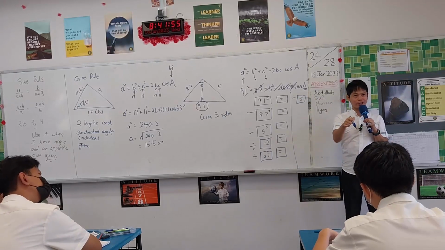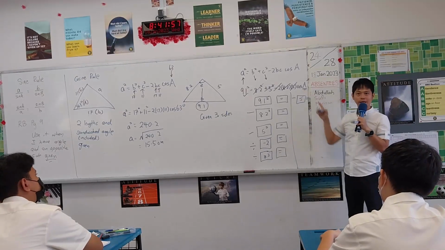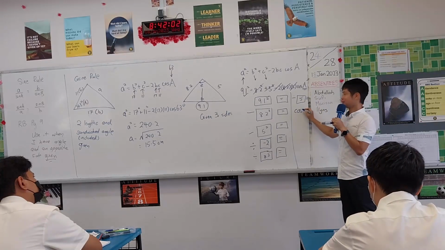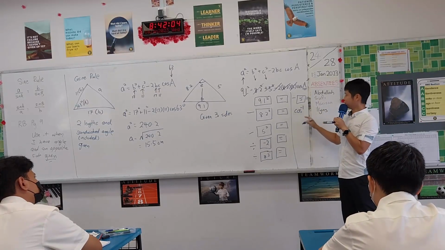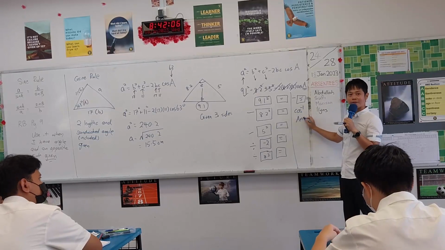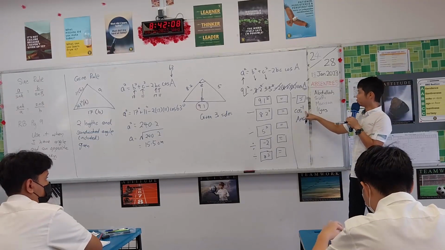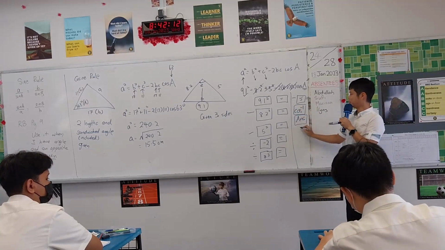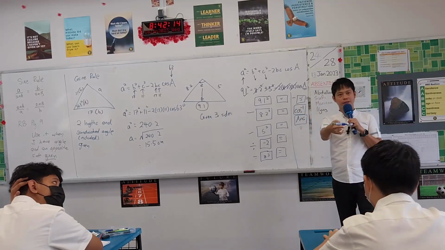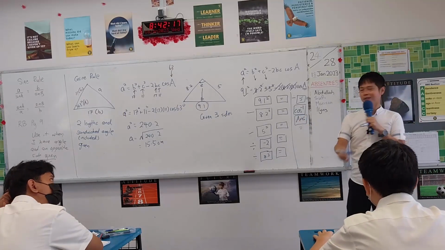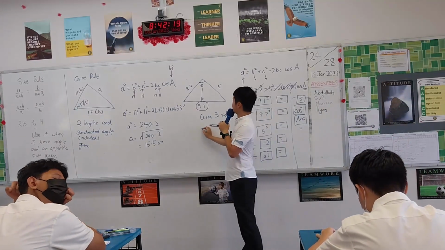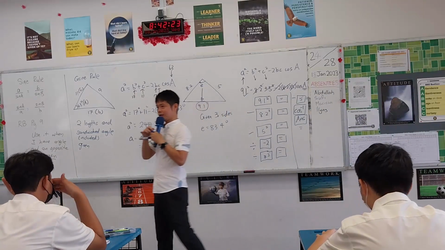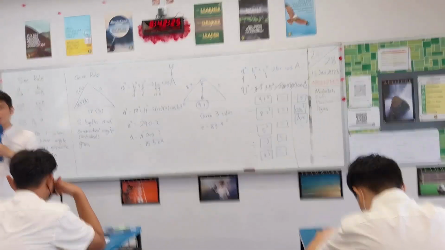Finally, to secure the 3 marks, how do I get rid of the cosine? I press cosine inverse of the answer I have so far. Press equal, and that is your angle. 83.4. Okay, can we pause the video? Stop. I already found that.